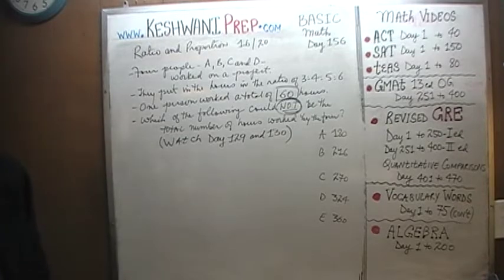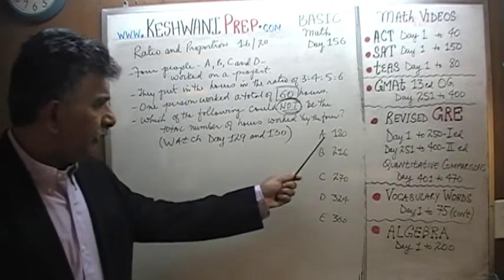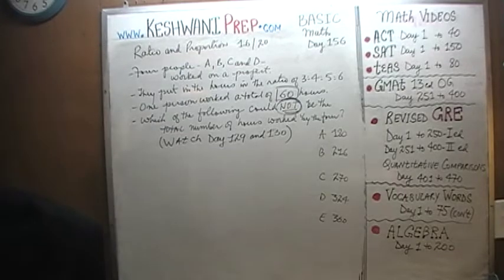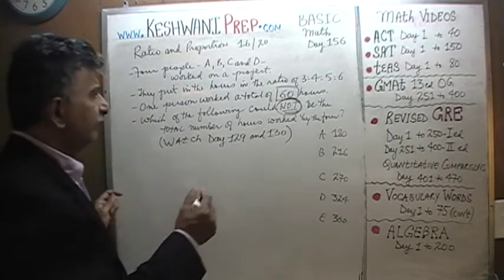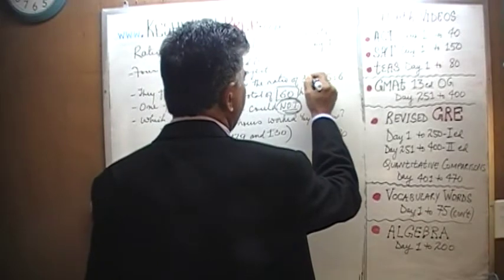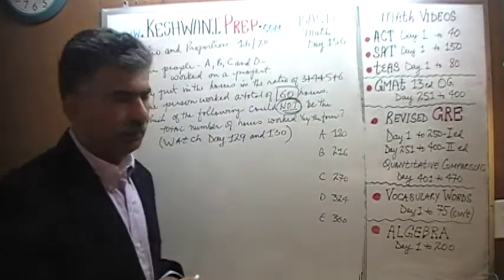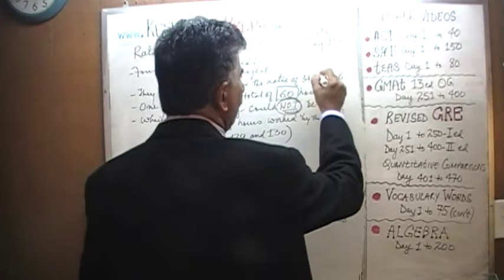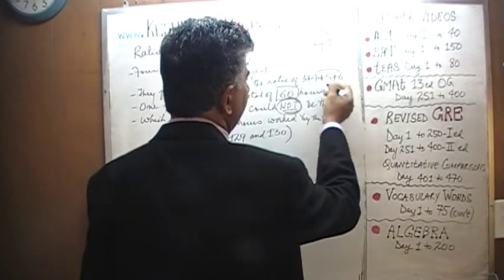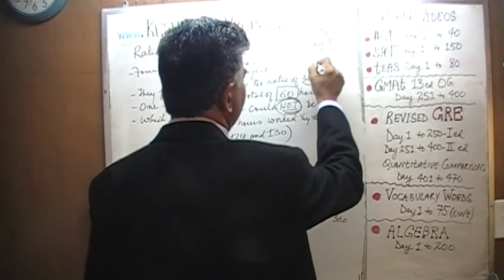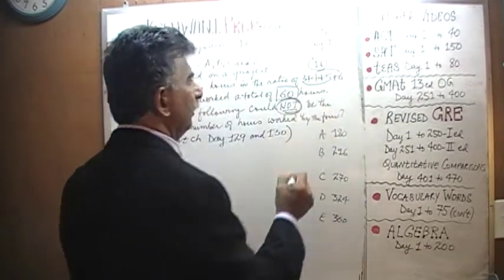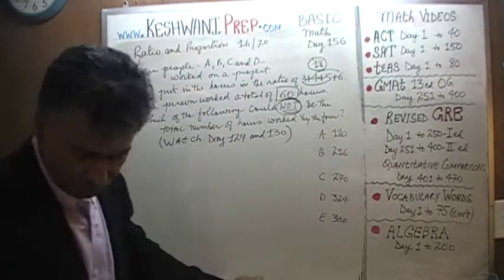All right. So these are the answer choices. The first one is 180. The very first thing you need to understand is that they work in the ratio of 3 to 4 to 5 to 6. The total number of parts here: 4 plus 6 is 10, and 3 plus 5 is 8, so the total parts is 18.